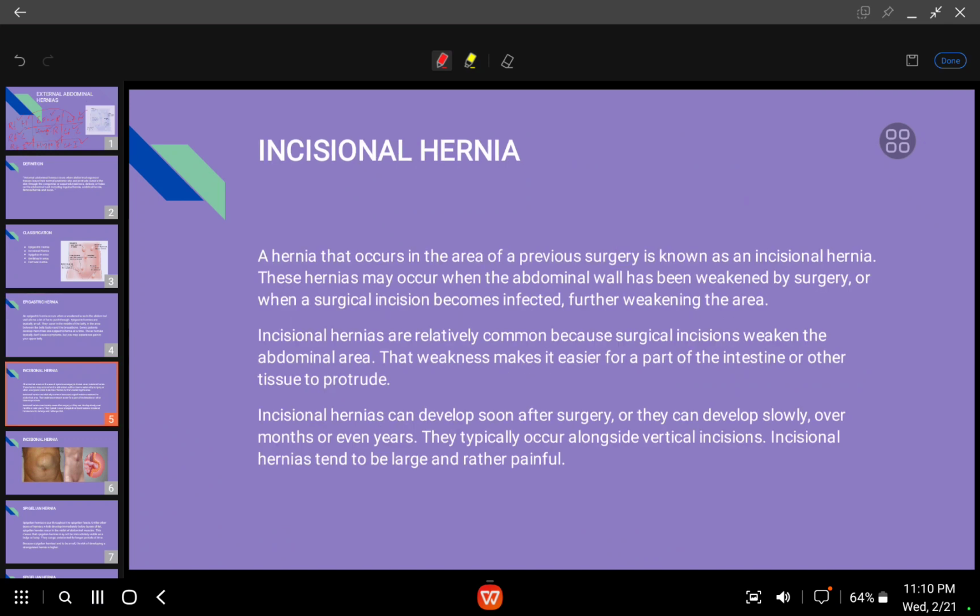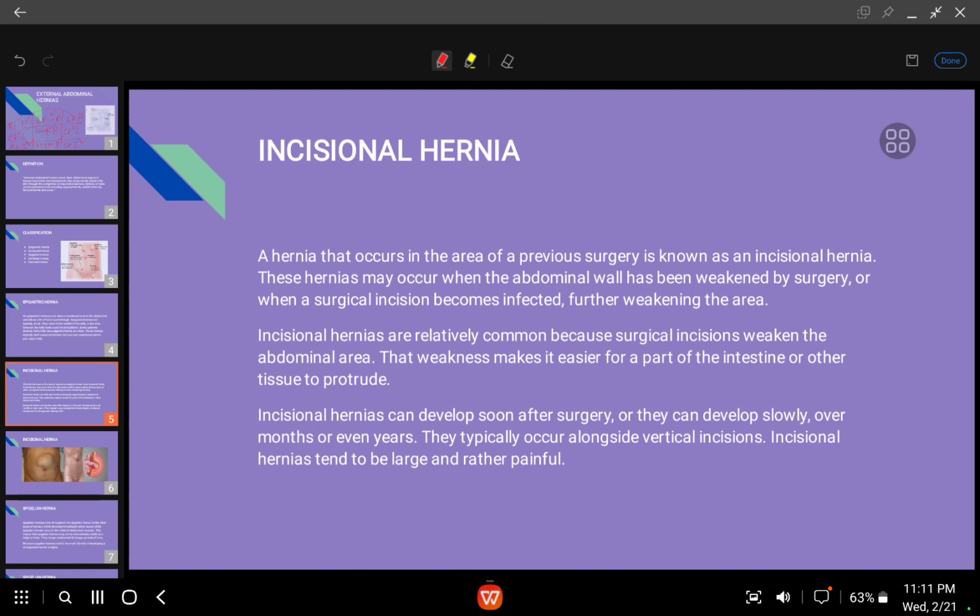In the incisional hernia, a hernia that occurs in the area of a previous surgery is also known as an incisional hernia. These hernias may occur when the abdominal wall has been weakened by surgery or when a surgical incision becomes infected, further weakening the area. Incisional hernias are relatively common because surgical incisions weaken the abdominal area, and that weakness makes it easier for a part of the intestine or other tissue to protrude.